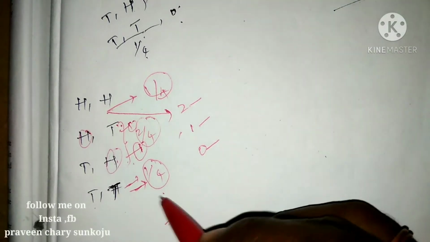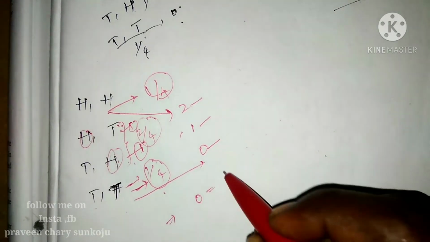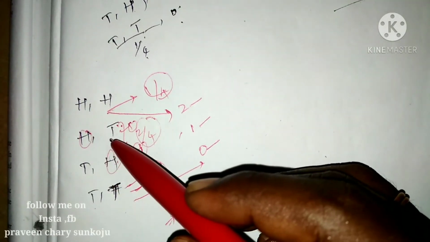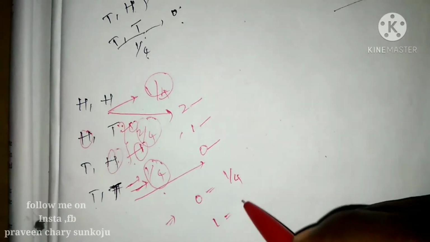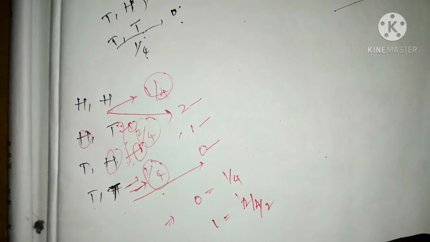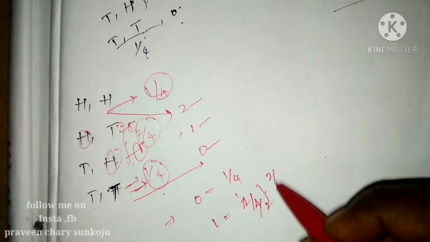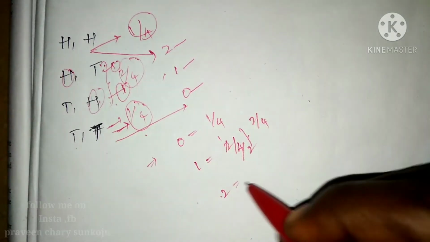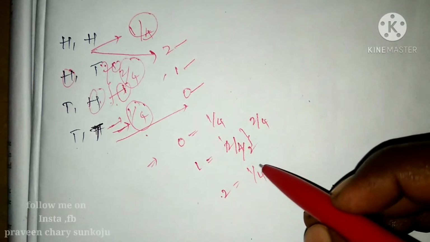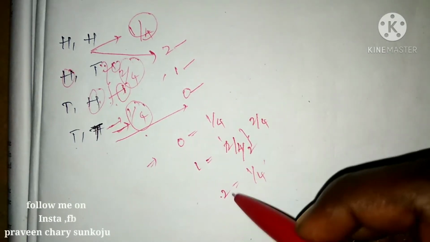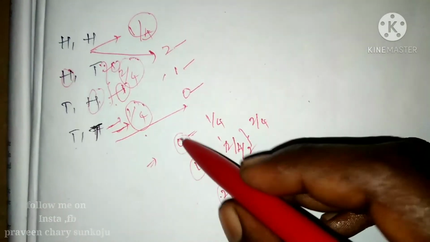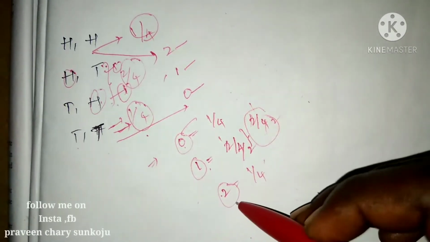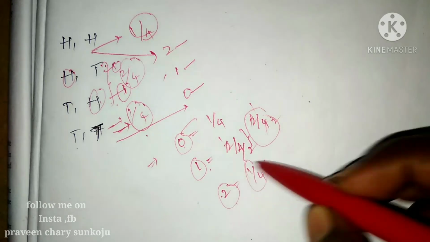For x equal to 0, the probability is 1 by 4. For x equal to 1, getting 1 head in 2 trials, the probability is 2 by 4, that is 1 by 2. And for x equal to 2, getting 2 heads, the probability is 1 by 4.